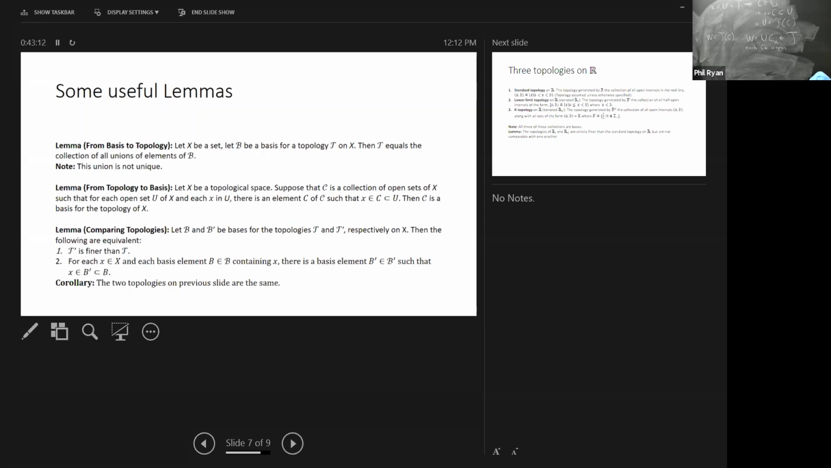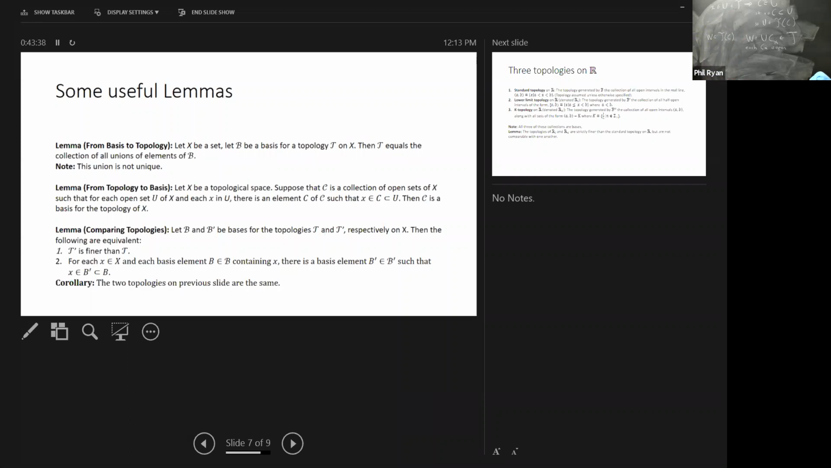That's a really useful thing to do because it'll help us to compare topologies. It'll be useful to prove things are the same. Two topologies are the same, right? Because the standard way to prove two things are equal in this kind of situation is to show that each contains the other.